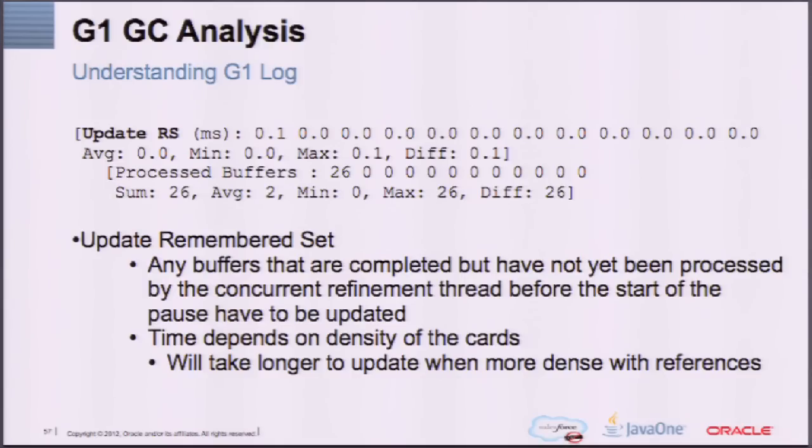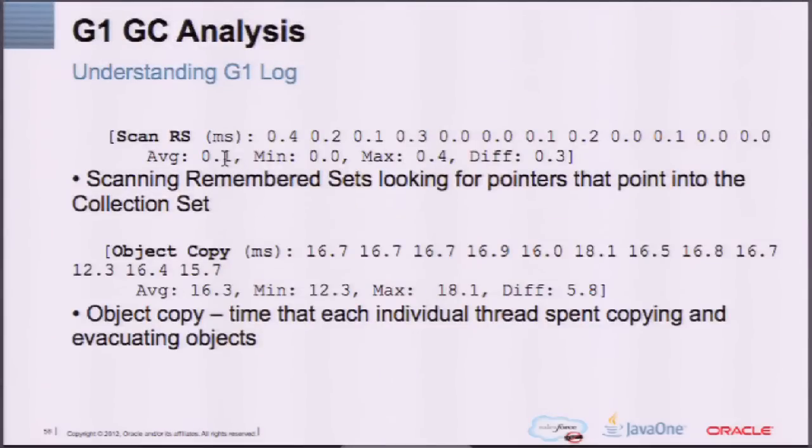And then the number of processed buffers are right there. Scan RS. So we updated the RS, scanning the remembered set, looking for pointers that point into the collection set. Again, average, min, max, difference. Object copy time is what you would see in a young collection, right? The copying time in the young collection pause. So this corresponds to that, remember. Object copy time is the time that each individual thread spent copying and evacuating. Again, it's average, min, max, difference.